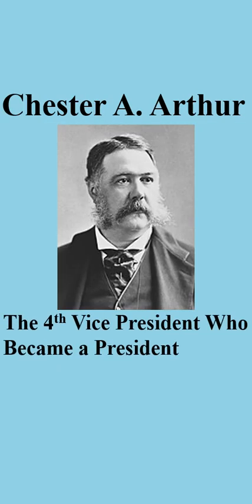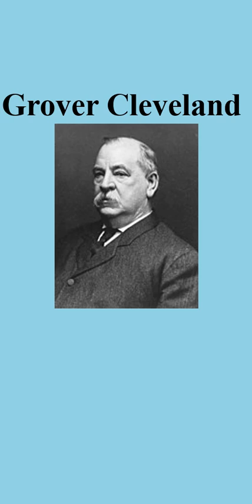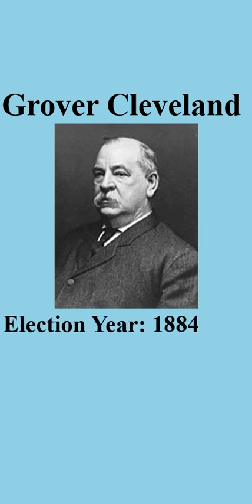Chester Alan Arthur is the fourth vice president who became a president following the assassination of President James Garfield. Grover Cleveland was the winner of the election in 1884. He became the 22nd president of the USA. He won the election with 219 votes.